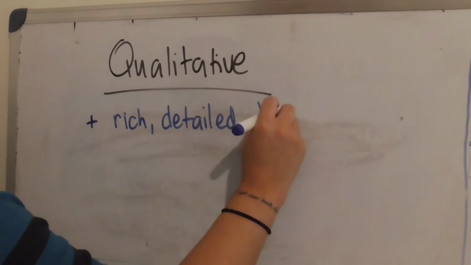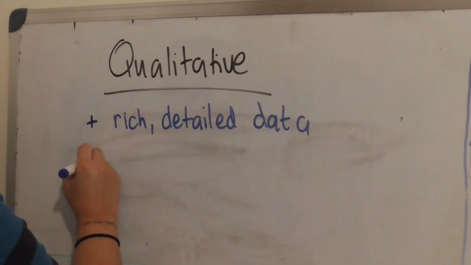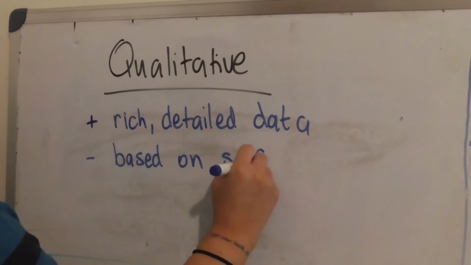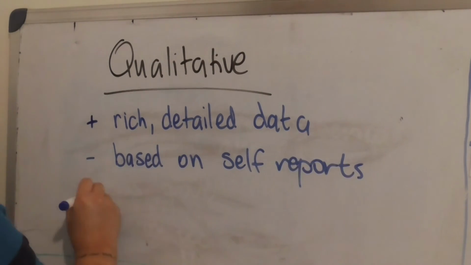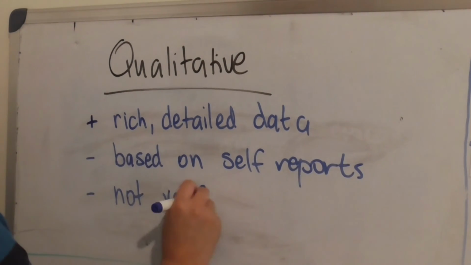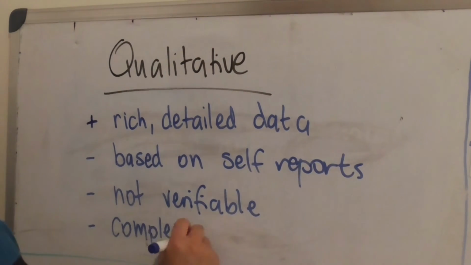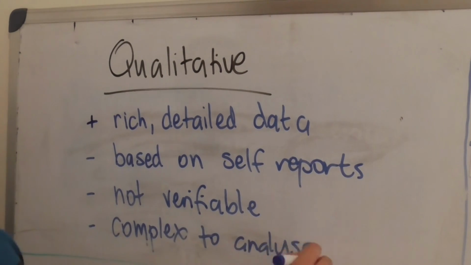So the positive is we get this rich, detailed data that's more than just numbers on a page. The weaknesses or limitations of it: it's usually based on self-reports, so it's not verifiable, and so we can't necessarily prove what people have said, and it's very complex to analyze.